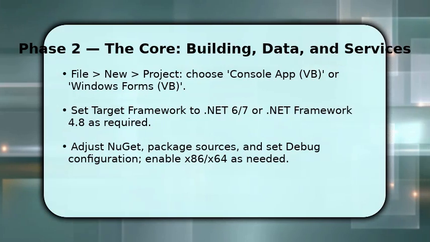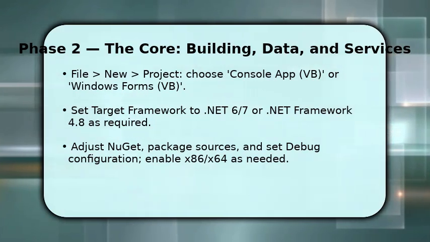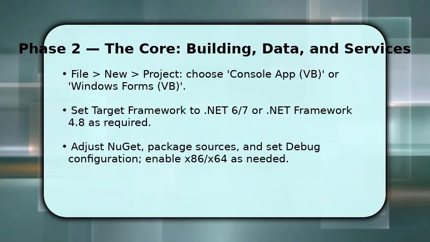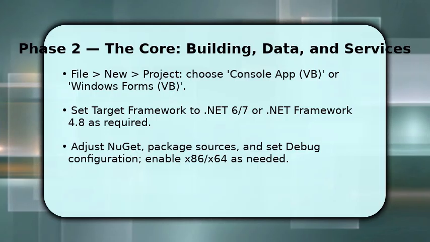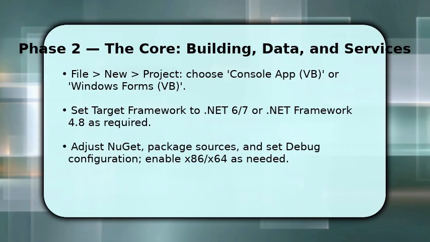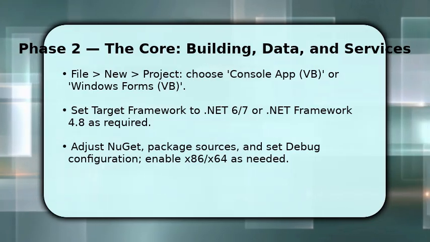Now create your VB.NET project. File, New Project, then pick Console App, VB, or Windows Forms, VB. Name it, choose location, and set the target framework. Pick .NET 6/7 for cross-platform or .NET Framework 4.8 for legacy.